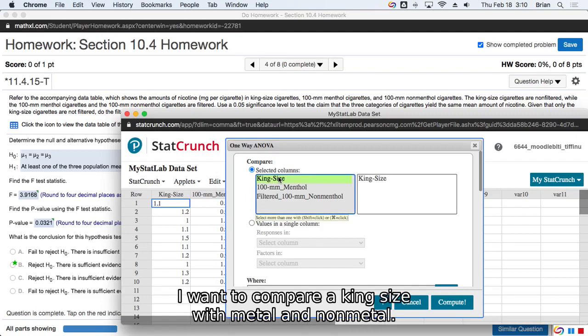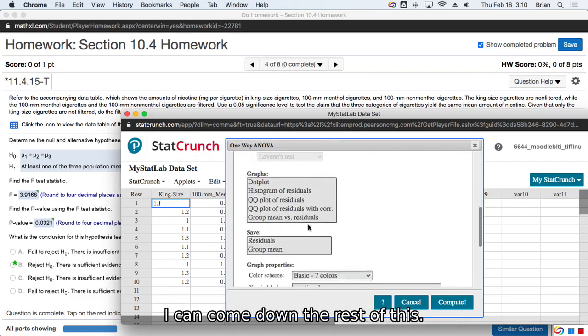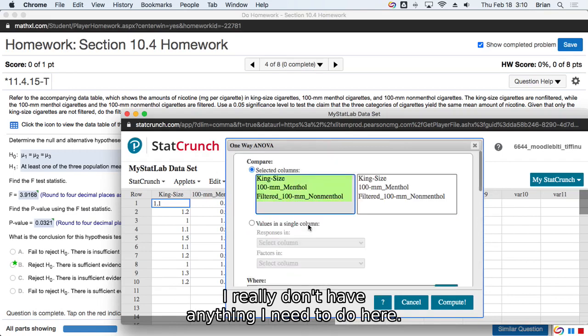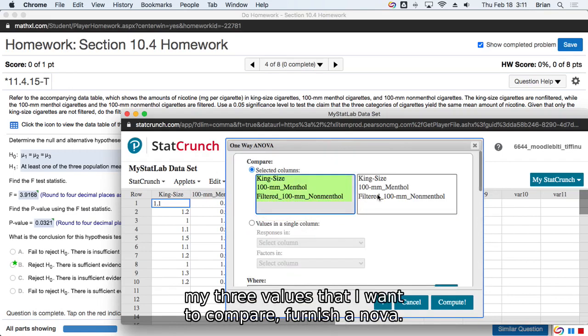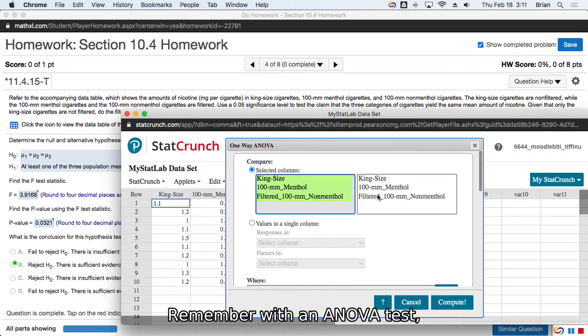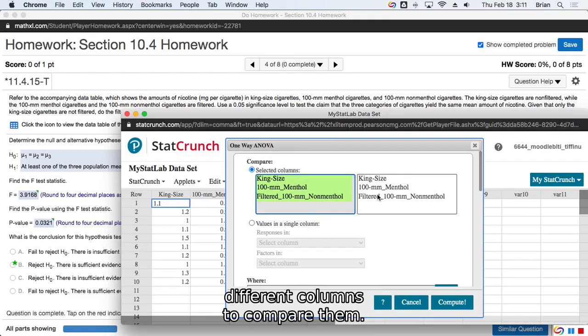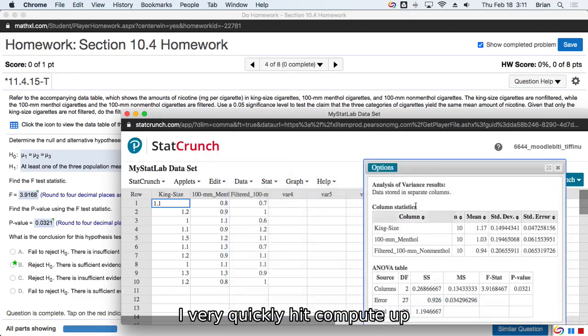So now I have to say, what am I comparing? I want to compare king size with menthol and non-menthol. I can come down the rest of this. I really don't have anything I need to do here. All I need to do is select my three values that I want to compare for an ANOVA. Remember, with an ANOVA test, you need at least 3 different columns to compare them. I very quickly hit compute.